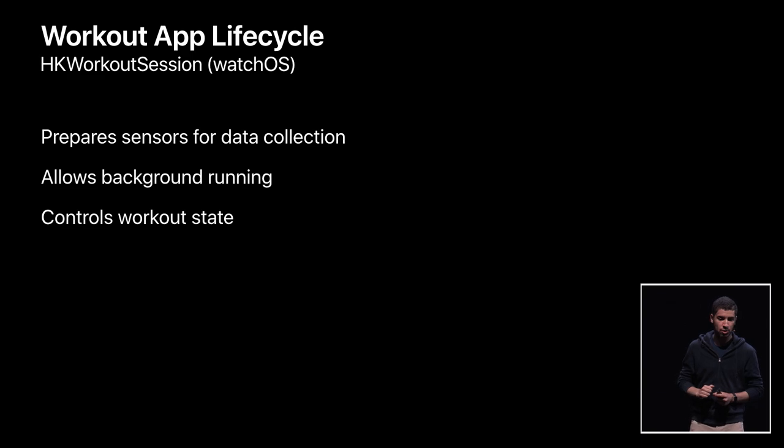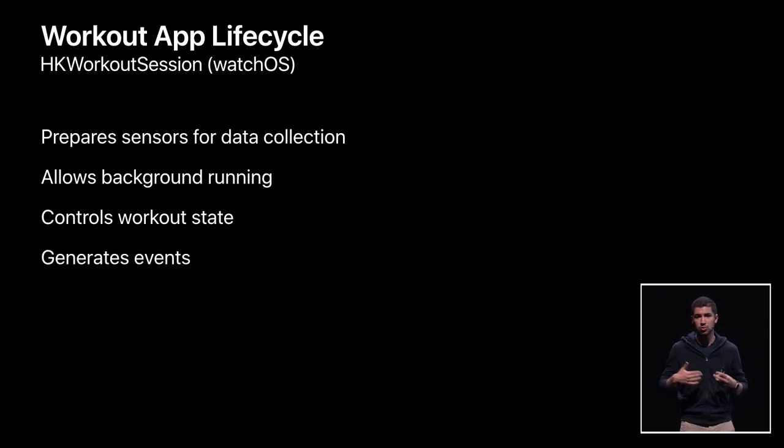HK Workout Session allows you to handle a few of these steps in the lifecycle. It will prepare the device's sensors for data collection so that you can accurately collect data that's relevant to the workout, like calories and heart rate. It will also allow your application to run in the background when the workout is active. You'll also be able to use HK Workout Session to control the state of the workout. And finally, it can also generate events like swimming laps and segments.